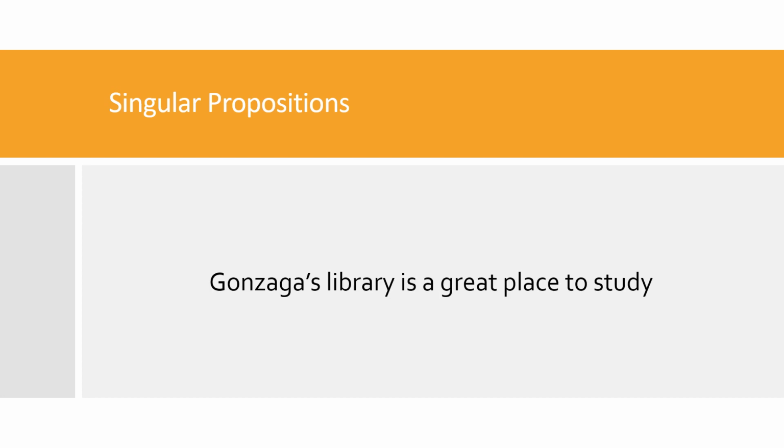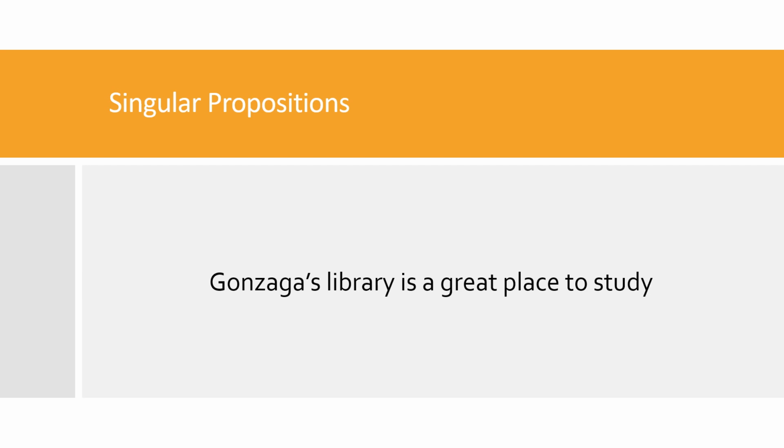So let's take one last example. Gonzaga's library is a great place to study. Now notice in this case, it's pretty much like the other ones. We have this problem of singular propositions, but we're going to have to use a slightly different parameter to make sense of it. Now the first step, of course, is to make this universal, because we're talking about the one and only Gonzaga library, right? So it is a singular proposition, and I want to say every last one of it.